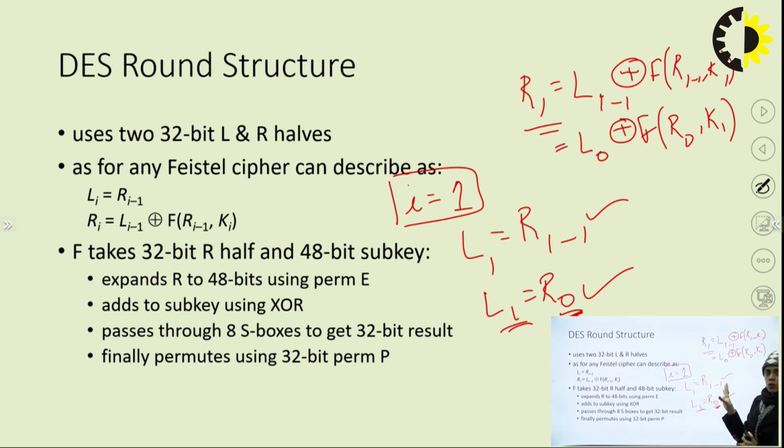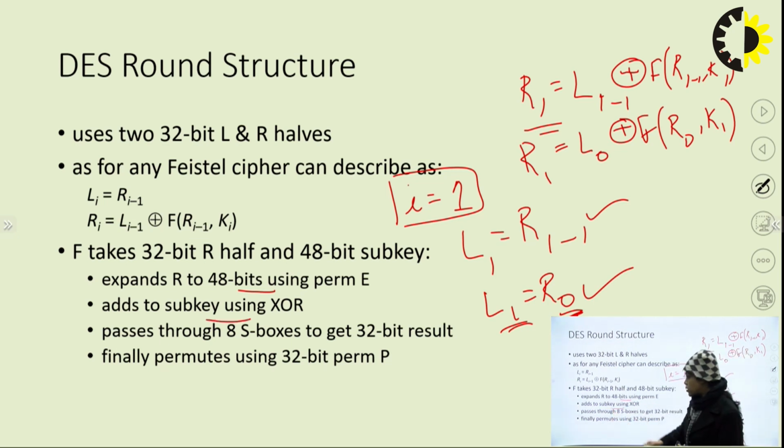Alright, so you can see how these two things will finally contribute to the next right half. F takes 32 bits of the right half and 48 bits of the subkey, expands R to 48 bits, then adds the subkeys to it. We will perform the XOR and pass it through 8 S-boxes to get a 32-bit result. Finally, it permutes using 32 bits.